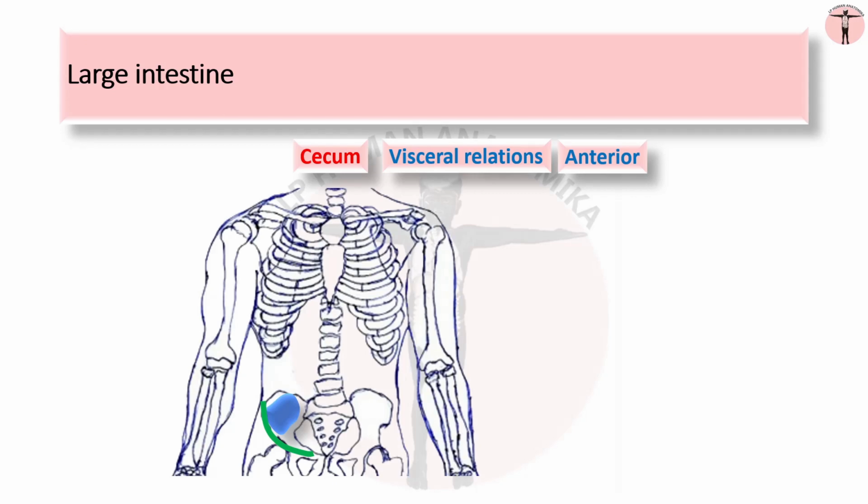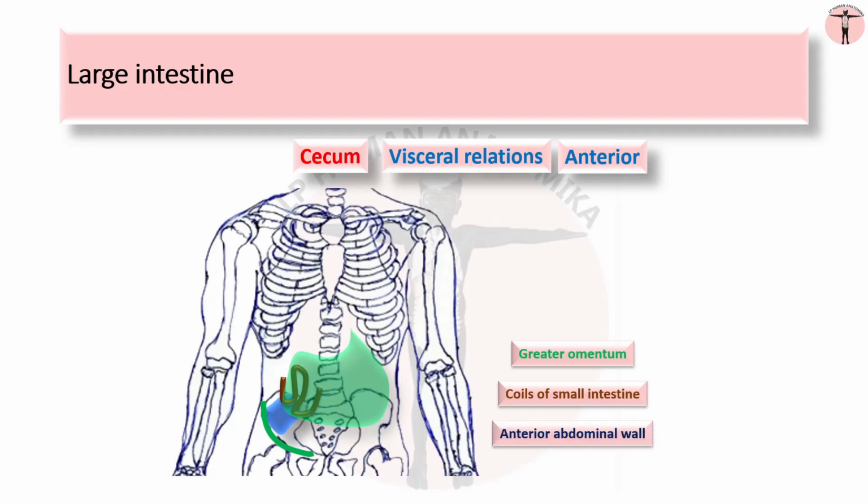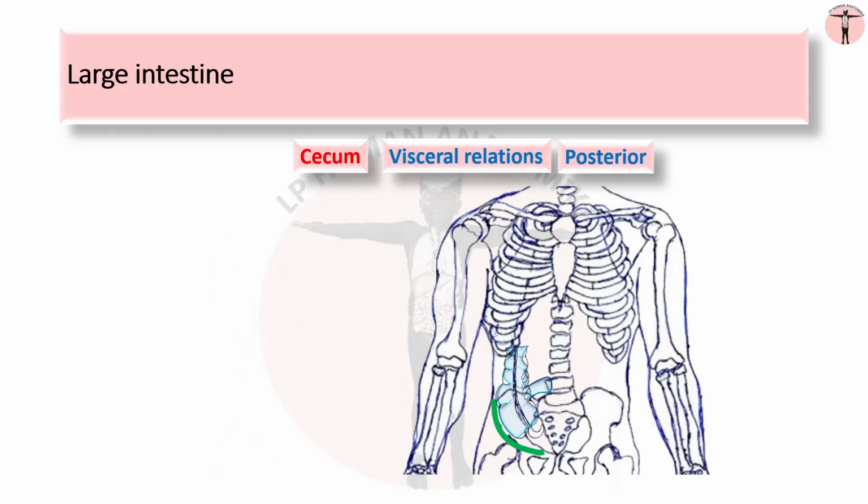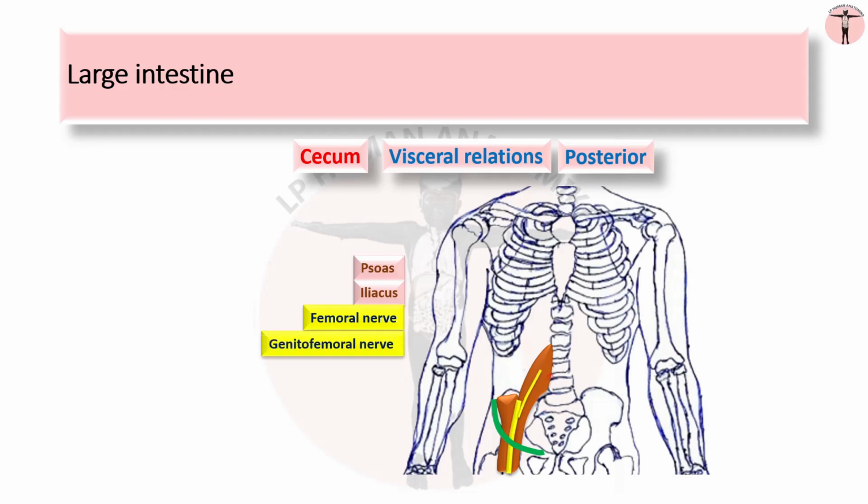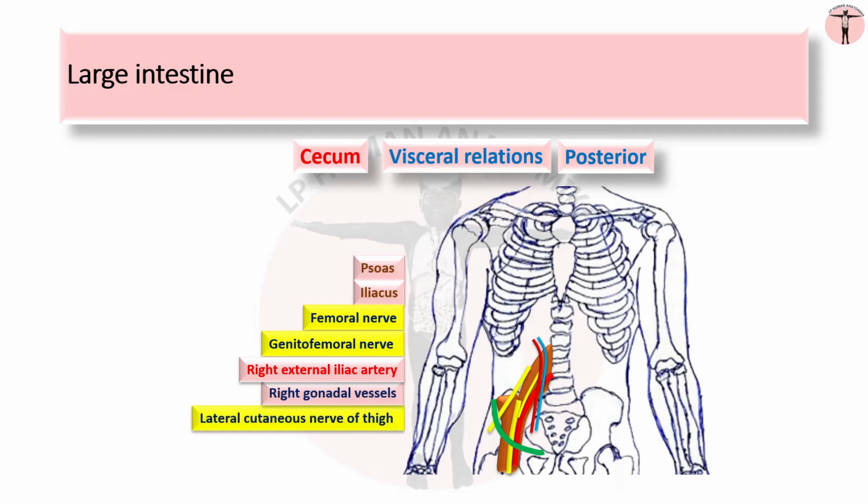Anteriorly, the cecum is related to coils of small intestine, sometimes part of the greater omentum, and the anterior abdominal wall in the right iliac region. When the cecum is reflected to show the posterior relations: the right psoas and the right iliacus muscles, the right femoral nerve, right genitofemoral nerve, right external iliac artery, right gonadal vessels, and the right lateral cutaneous nerve of the thigh. The retrocecal recess, often with the appendix, forms the posterior relations.